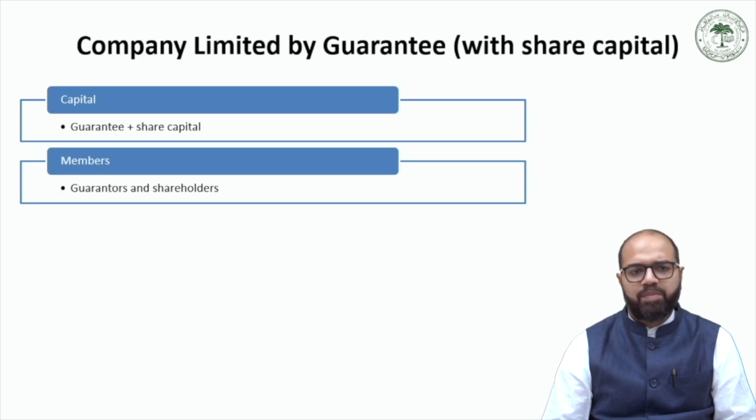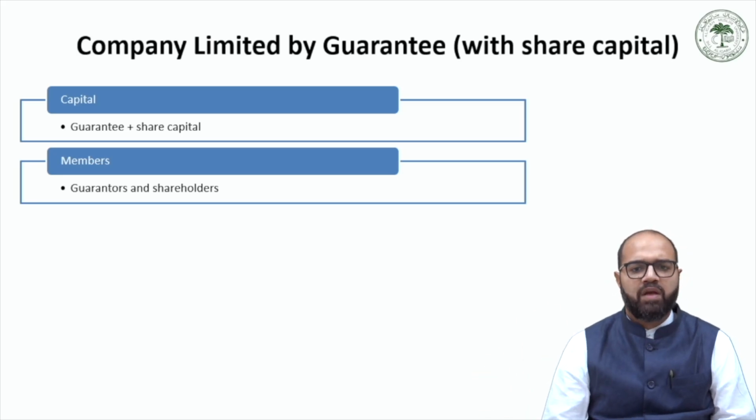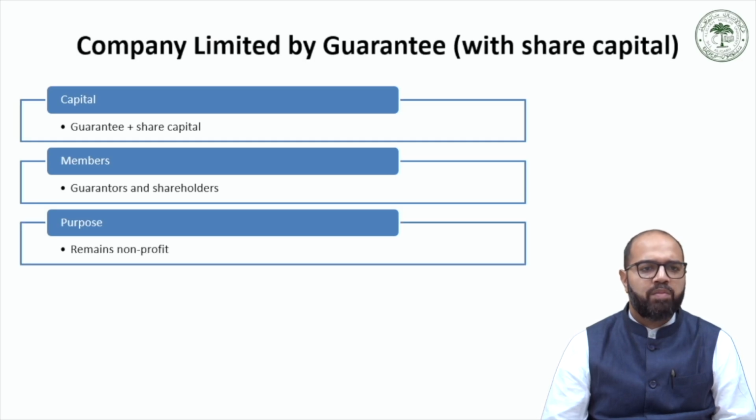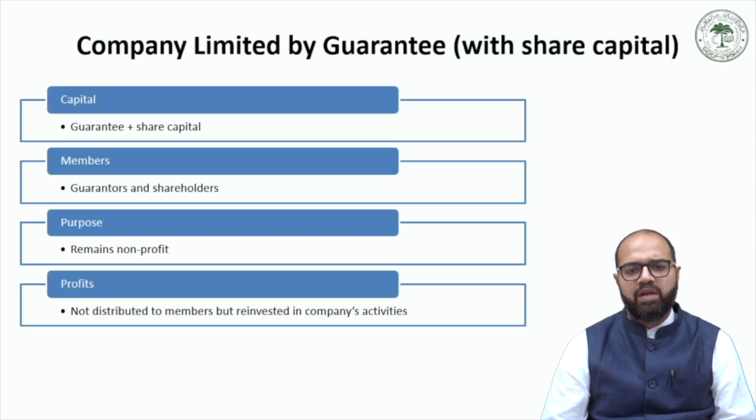as this kind of a company is a combination of a company limited by shares and a company limited by guarantee. Now, this structure allows a company to raise capital through shares while retaining its non-profit focus. The profits are reinvested into the charitable objects of the company rather than being distributed to its members. So while it does have a share capital, the emphasis remains on the social welfare activities of the company.